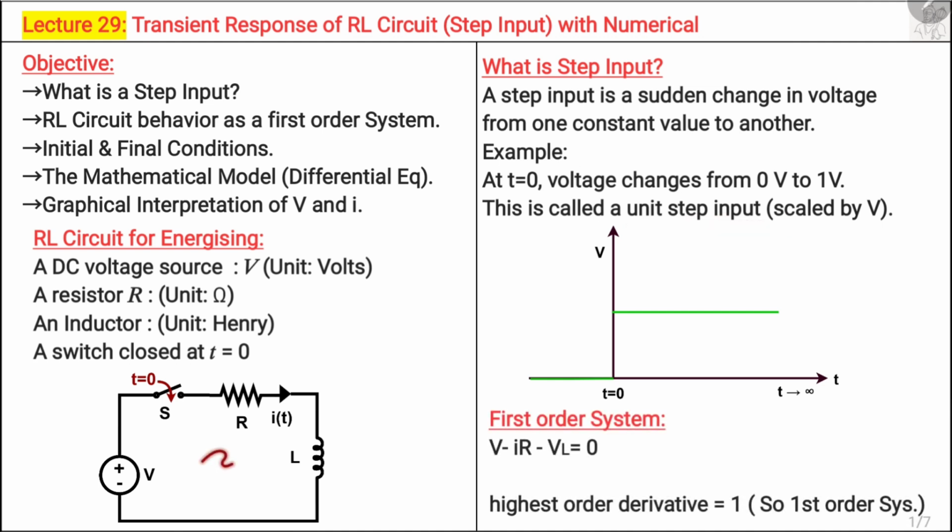So next is first order system. If we apply KVL in this loop, we get voltage V minus voltage across resistor, that is IR, minus voltage across inductor, that is VL, equal to 0, and we know that VL is simply equal to L di by dt, since the current is entering the positive terminal, therefore the sign will be positive. Replacing it, we get V minus IR minus L di by dt equal to 0. From here we can see that the highest order of the derivative is 1. Therefore, this system is a first order system.